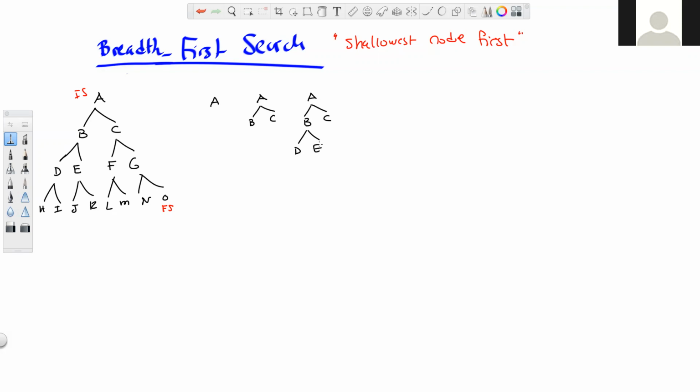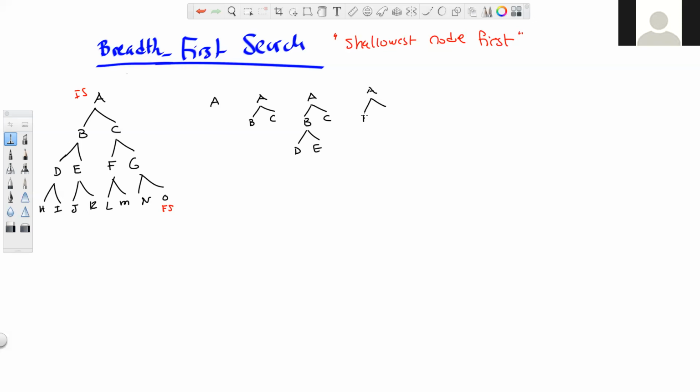Now the fringe has how many nodes at this particular point? Three. It's B, E, and C. I'll have to pick one of the three to expand next. Which one, according to breadth first search? C. I have no choice. Why? The depth of this is 1. D and E have depth 2. This has depth 1. Choose the shallowest node first. It has to be this one. I don't have a choice in this case.